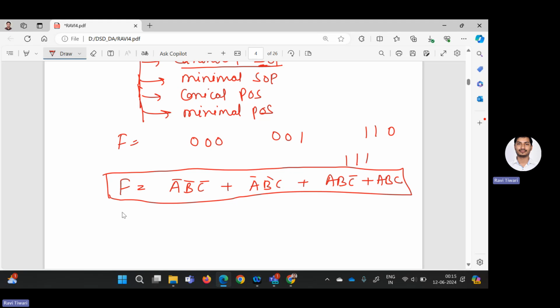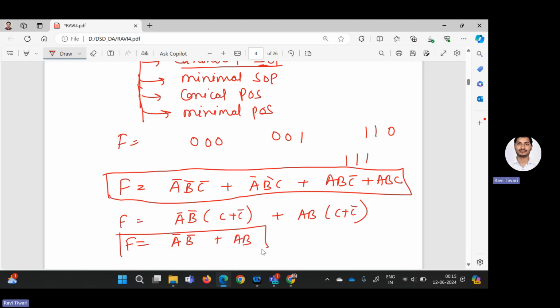And find out the minimal SOP form, F. So here, if you take A bar B bar common, C plus C bar will come. Similarly, in between these two, A B, C plus C bar. And we know that C plus C bar is equal to 1. So that will become A bar B bar plus A B. And that is actually the minimal SOP expression. That was the canonical, and this is the minimal SOP.